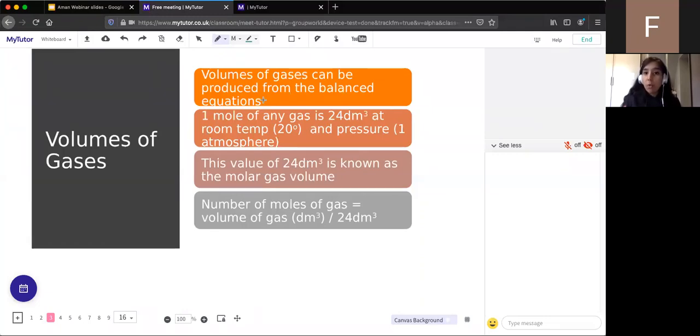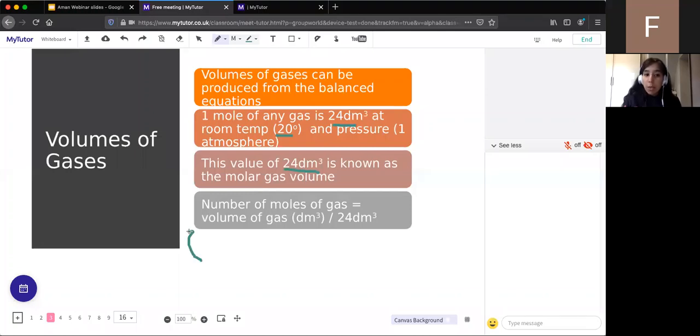And they found that 1 mole of any gas, it doesn't matter which gas it is, is 24 decimeters cubed. And the key thing is that this is at certain conditions. So it must be at room temperature, which they've defined as 20 degrees, and at normal pressure, which is 1 atmosphere. So this only applies when we've got things at room temperature and at normal pressure.